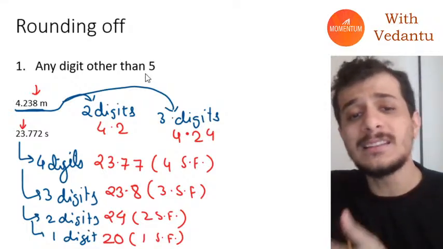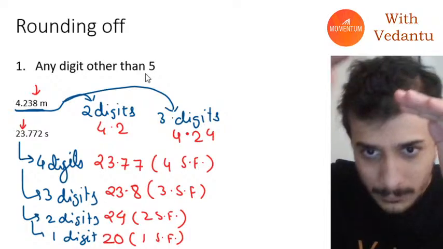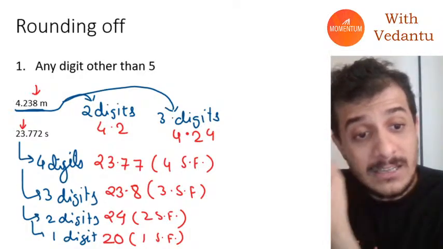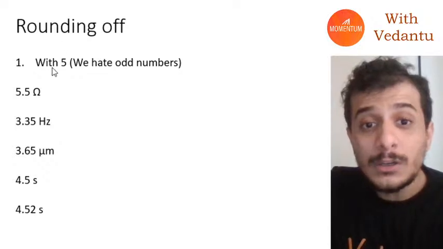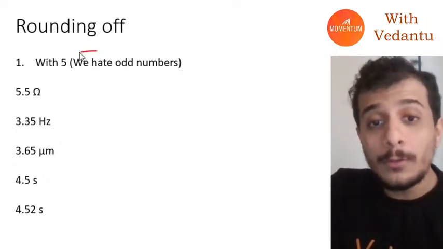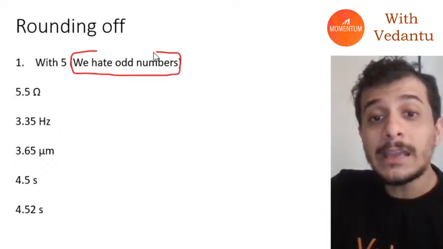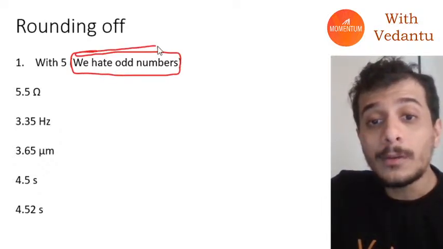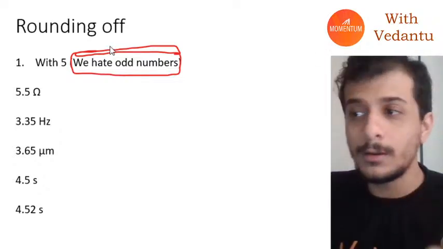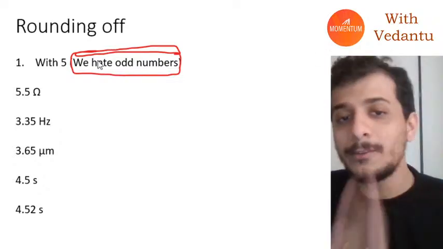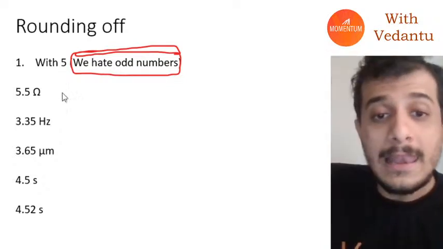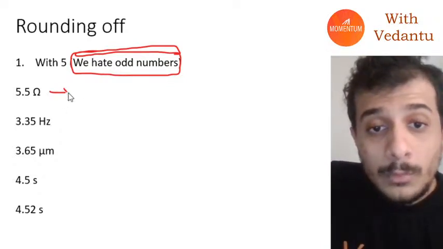Next, if you have digits less than 5, you know you have to round them down. If you have digits more than 5, you have to round them up. Now if you have digits exactly equal to 5, then you have to remember that we hate odd numbers and we love even numbers. That is not exactly why this rule is there, but you have to remember it like this. Let's say I have to round this off.